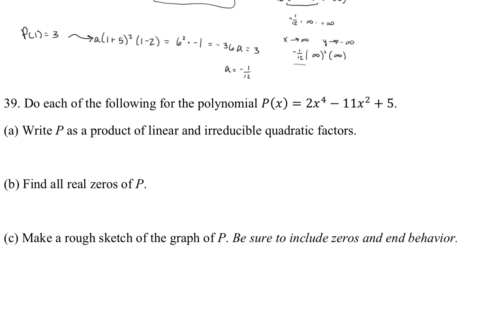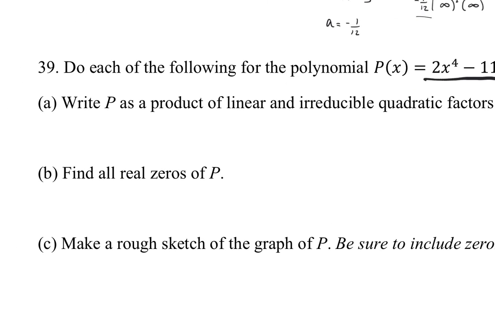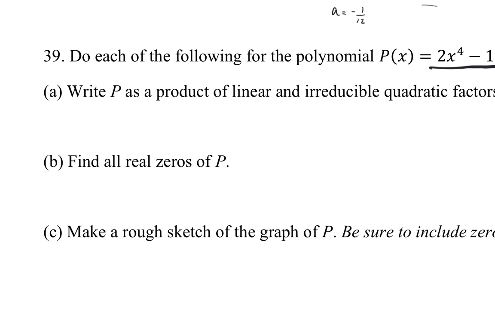Now moving on, we want to take this polynomial and reduce it to two quadratic factors. So what I'm going to do is try and factor this by grouping. So we have 2x to the fourth minus 11x squared plus 5. I'm going to go ahead and change this to 2x to the fourth minus x squared plus negative 10x squared plus 5, just to see what I can do.